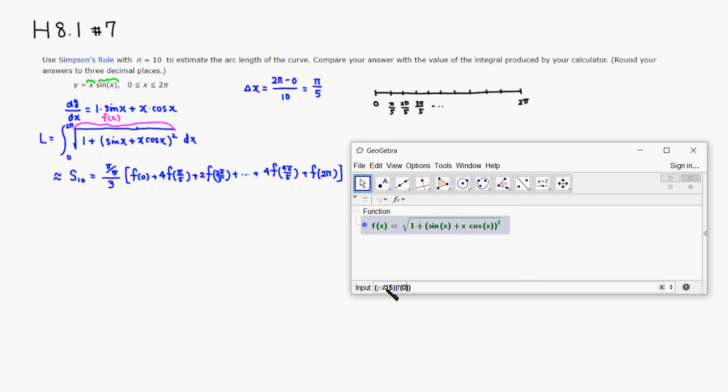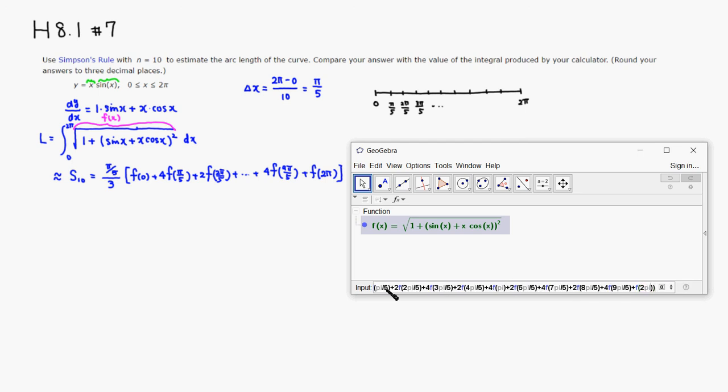Then we're going to type f of 0 plus 4 times f of pi over 5 plus 2 times f of 2 pi over 5 plus 4 times f of 3 pi over 5 plus 2 times f of 4 pi over 5 plus 4 times f of 5 pi over 5, which is pi, plus 2 times f of 6 pi over 5 plus 4 times f of 7 pi over 5 plus 2 times f of 8 pi over 5 plus 4 times f of 9 pi over 5 plus the last one, f of 2 pi.